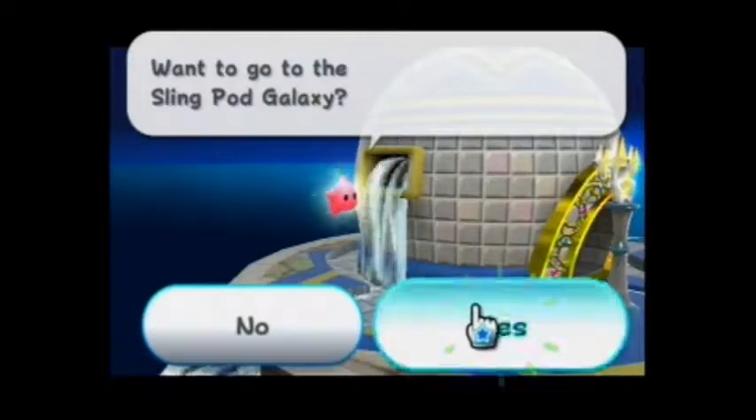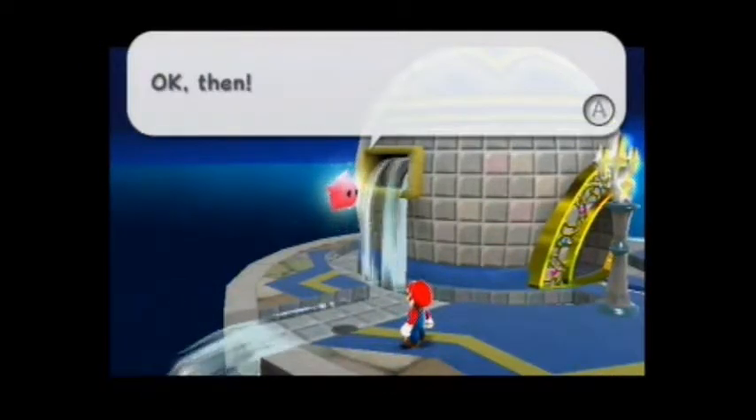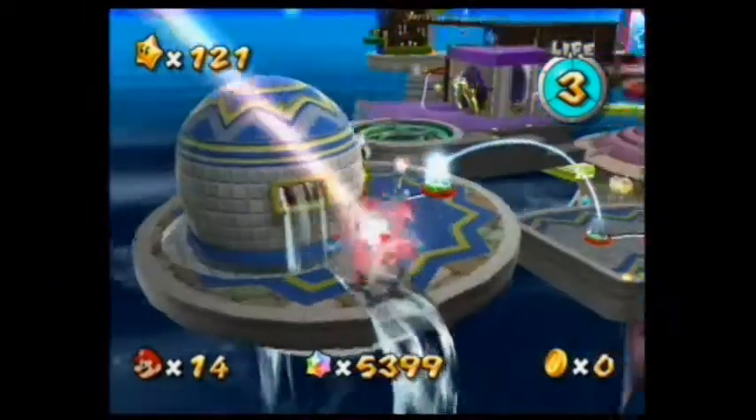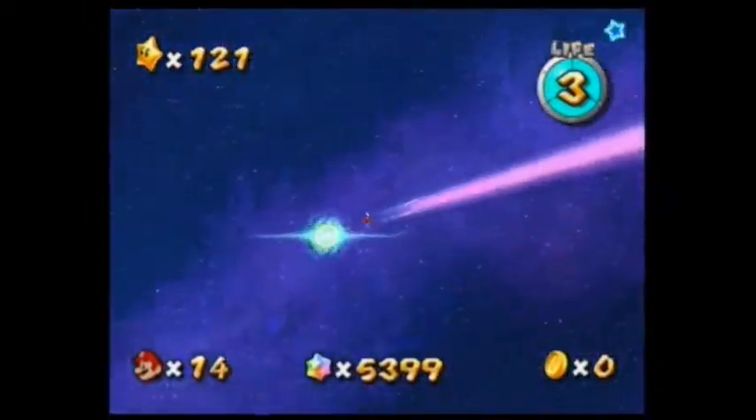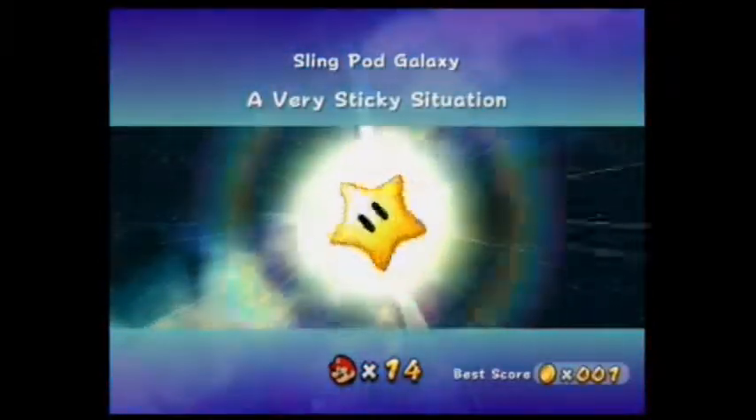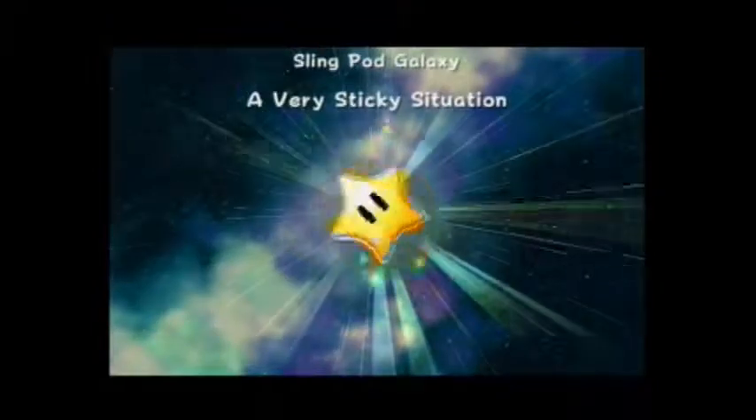And he asked if we want to go to the Sling Pod Galaxy, which honestly, I'm kind of hesitant at doing, but I do want to get this place over with, so I'm just going to go ahead and do it. Considering the last video where we had to deal with Sling Pods, and we're going to be dealing with a very sticky situation. Nice pun there, game.